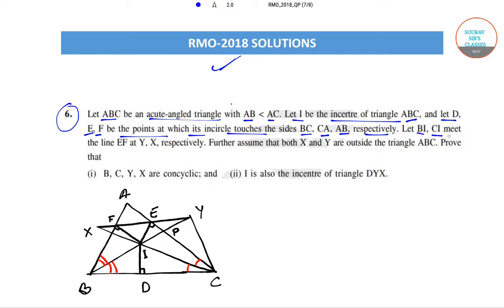Let BI, CI meet the line EF at Y and X respectively. Further, assume that both X and Y are outside the triangle ABC. We need to prove that BCYX are concyclic and I is also the incenter of the triangle DYX. So this is what we need to do.